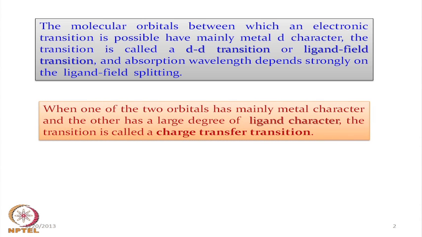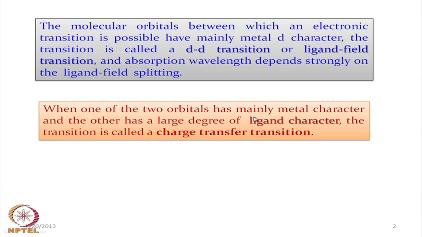Next we will see whether the ligand character is involved for any type of electronic transitions. So, when one of the two orbitals has mainly metal character, that means in case of these d-d transitions, we see that both the orbitals, from where the electronic charge is getting transferred to the destination orbital, are of metal character. But now if we introduce the corresponding ligand character, the transition can be called the corresponding charge transfer transition.